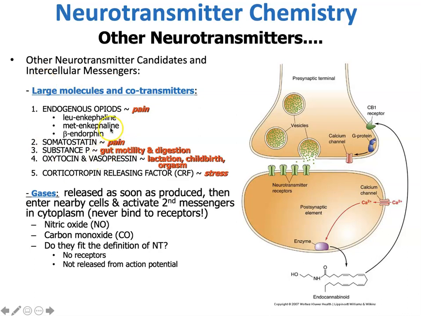And so what's left is just basically we're going to come back to some of these. So there are the endogenous opioids that we're going to talk about with pain. Somatostatin, that is, again, also utilized with pain. Substance P, which we often see in neurons that are important for digestion. Oxytocin and vasopressin, of course, being involved with lactation, childbirth, and pleasure or orgasm.